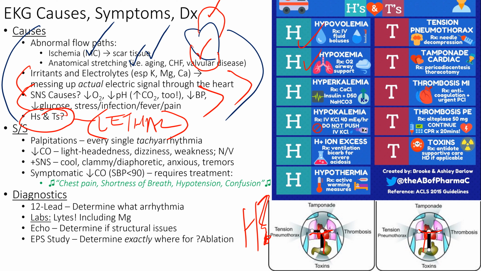Hypoxia we talked about. Hypokalemia puts us at risk for episodes of ectopy and VTAC and such, and VFib. Hyperkalemia makes us really bradycardic and PEA. Hydrogen ion excess does the same thing. And actually, hydrogen ion excess can cause a rise in potassium. Hypothermia causes really severe bradycardia to the point where our heart doesn't beat at all, right? Because those enzymes can't function.